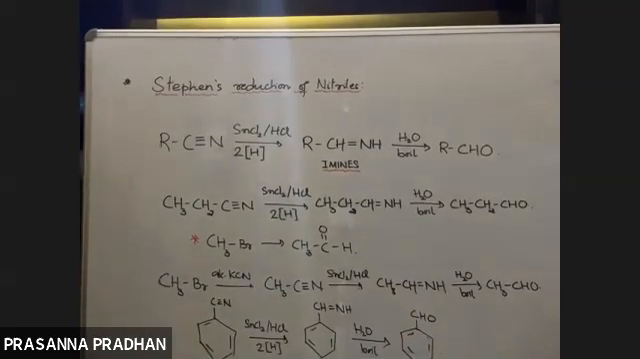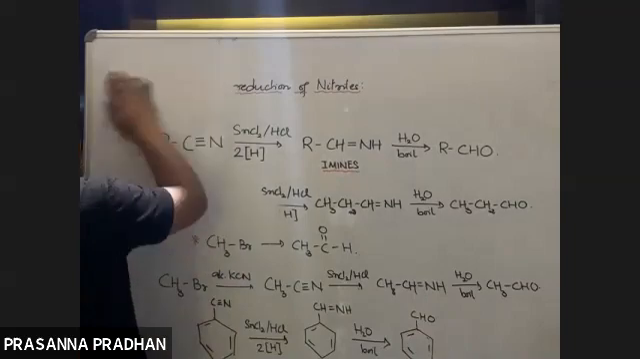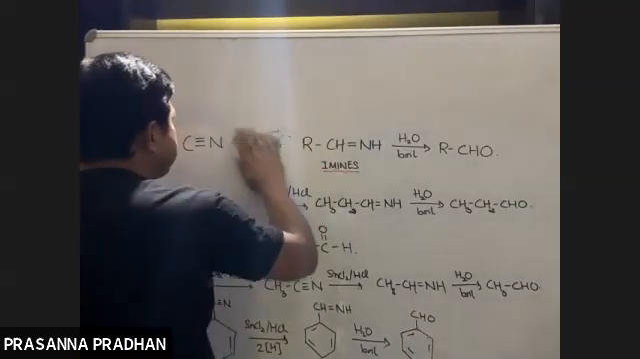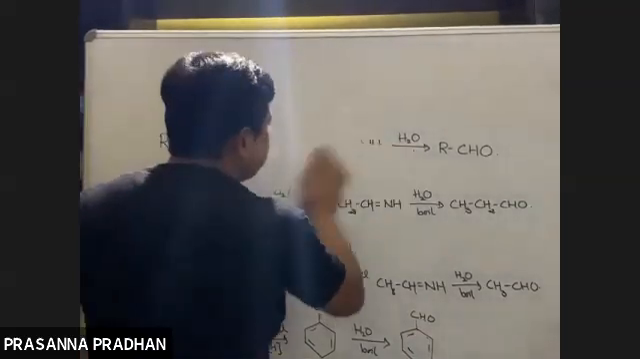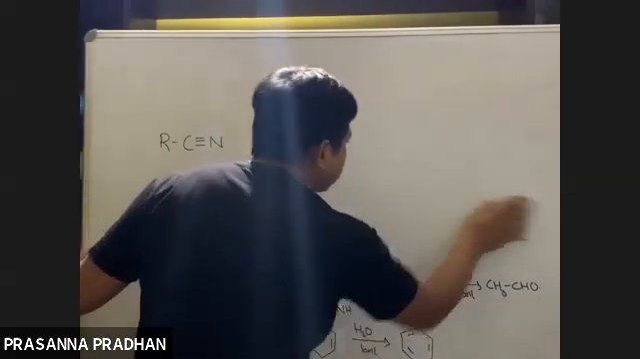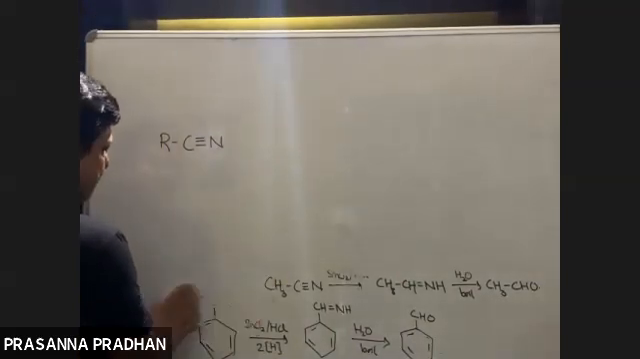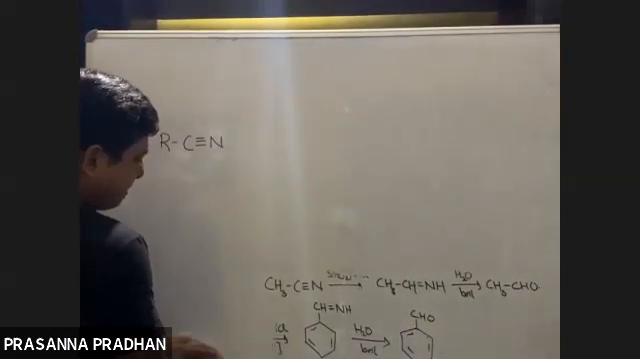So not only this, we have one more reaction by means of which cyanides can be converted to aldehydes in a single step. Via Stephen's reduction, how many steps are used? How many steps? Via Stephen's reduction, 2 steps.